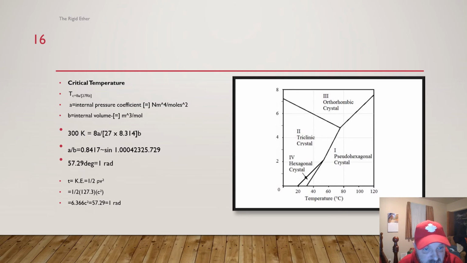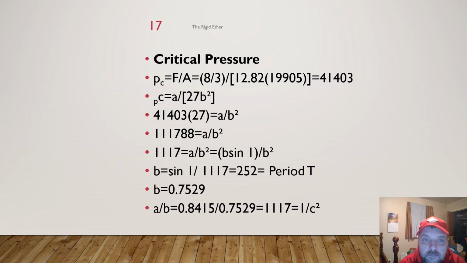So we have our formula there for critical temperature, and we have the ratio of the internal pressure coefficient over the internal volume is 57.29, which of course is 1 radian. And the time is, from Maxwell's theology, we know as the kinetic energy, which is 1/2 mv squared, or 1/2 rho v squared. And it also comes out to 1 radian. So there's the calculation for the critical pressure, which comes out to be 1/c squared. And our period shows up in there, 252. It's about 251.8 is the basic period of the universe.